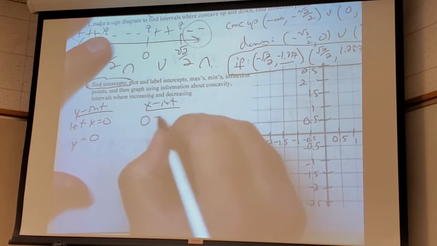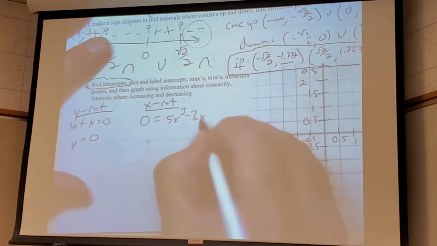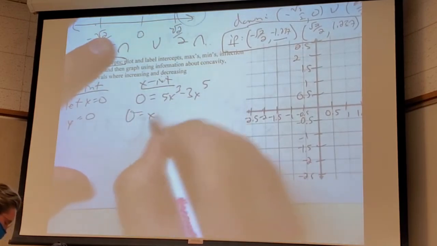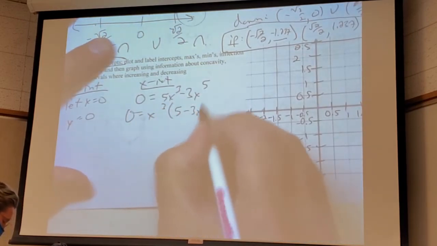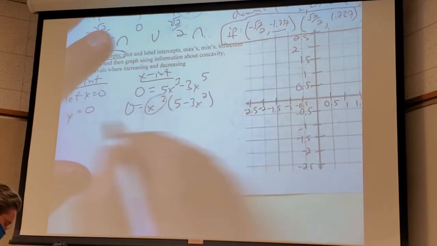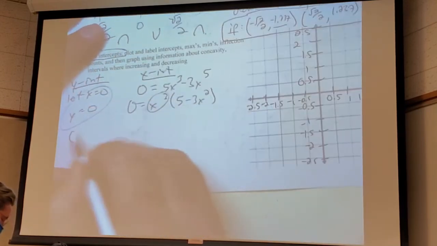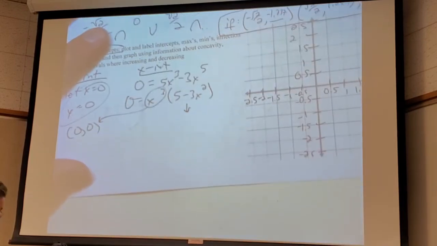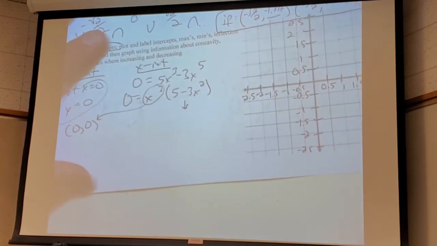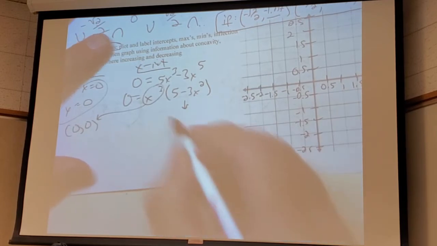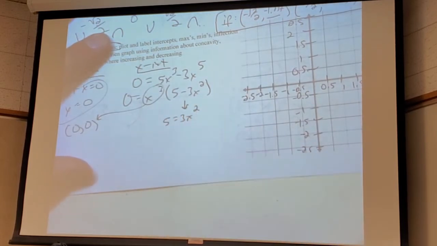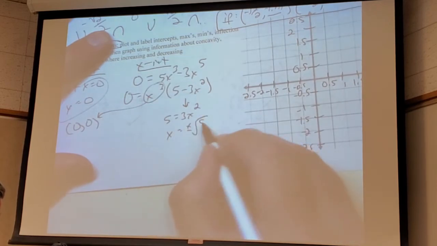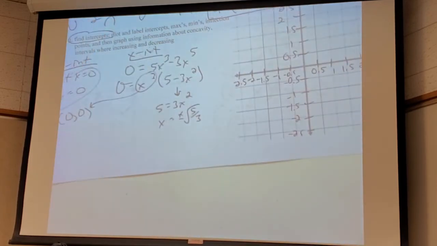But y equals 0, so 0 equals 5x cubed minus 3x to the 5th. How do I solve that? Factor out an x cubed. So this is just going to be the 0 that I already knew. I already knew that point. What does this give me? So 5 equals 3x squared, right? 5 over 3, take the square root, I get plus or minus square root of 5 over 3, which you could rationalize.